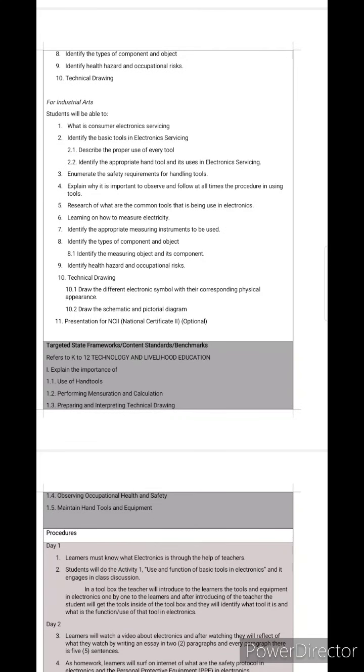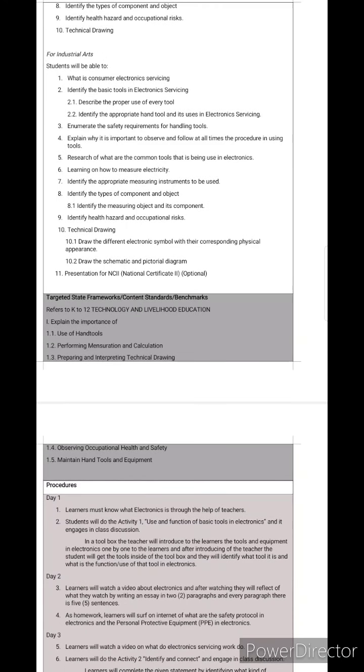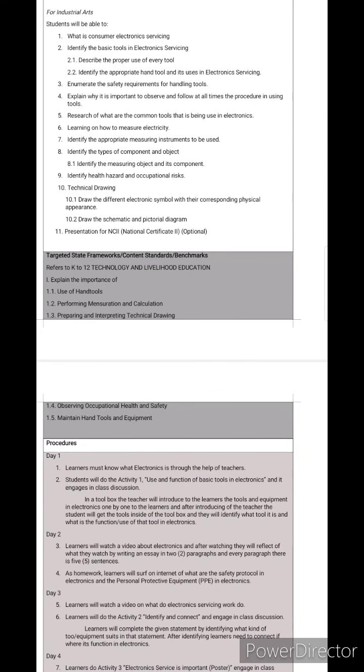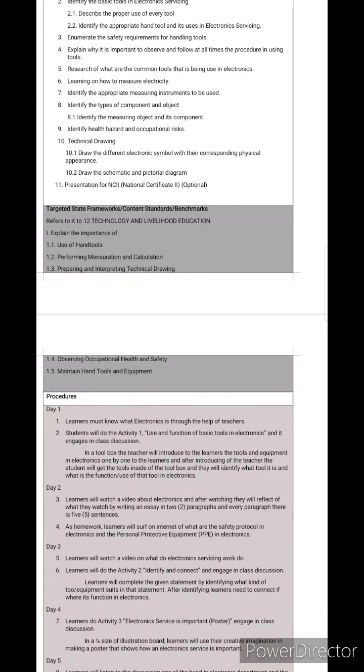For the targeted state framework content standard or benchmark, it refers to K-12 technology and livelihood education. First, explain the importance of use of hand tools. Second, performing mensuration and calculation. Third, preparing and interpreting technical drawing. Fourth, observing occupational health and safety. Fifth, maintain hand tools and equipment.